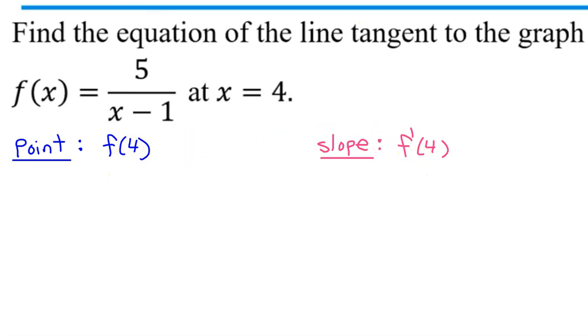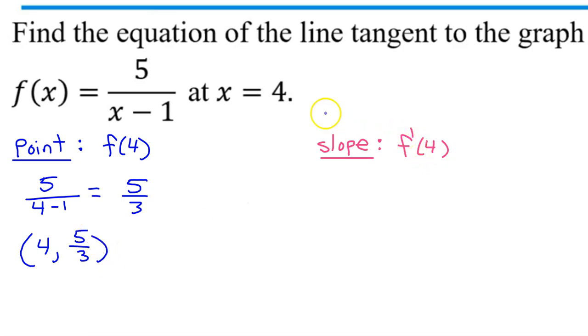But back to the blue. F at 4 is going to be 5 over 4 minus 1, which is 5 over 3. That means the point that we needed was 4, 5 over 3. For the slope, we need f prime.